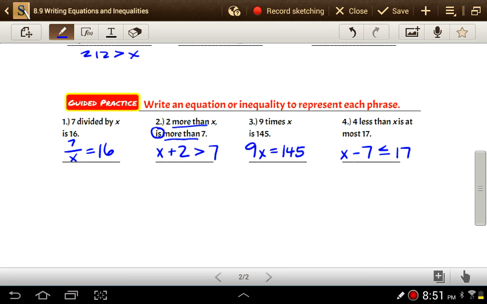Okay, in number 3, we have 9 times x. 9x is 145, so equals 145. And here we have 4 less than x. Remember, I have to switch the order when it has the word than in there. That's why it's x minus 4. And then it should be is at most, that means less than or equal to 17.